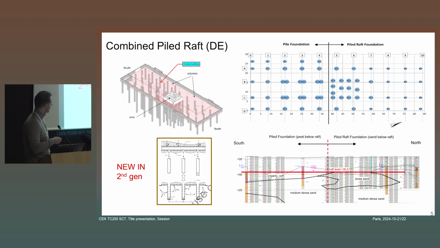And you see here that he chose this way of working because in the underlying ground there is organic soft soil, a cohesive soil basically, and on the right side of the project there is only loose sand and medium dense sand to bear your loads. That's why he took this part as a piled raft foundation and this only as a pile foundation.